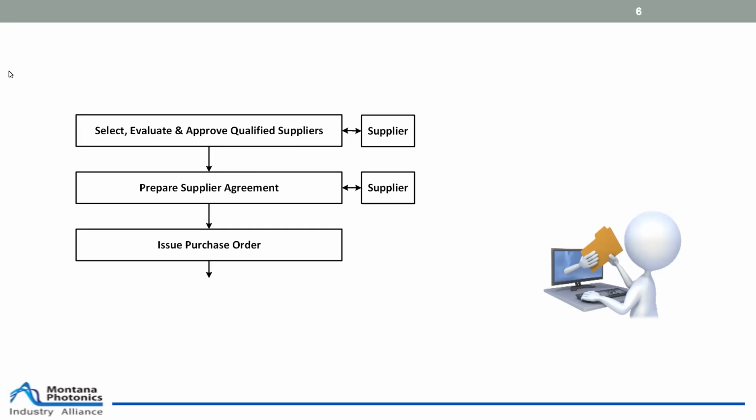Then select, evaluate, and approve suppliers based on their ability to meet your needs. This effort will depend on the complexity of your product and the risk of receiving poor quality. Supplier agreements may be useful, or may not be needed if you are ordering from a catalog. Finally, consolidate your requirements in a purchase order.